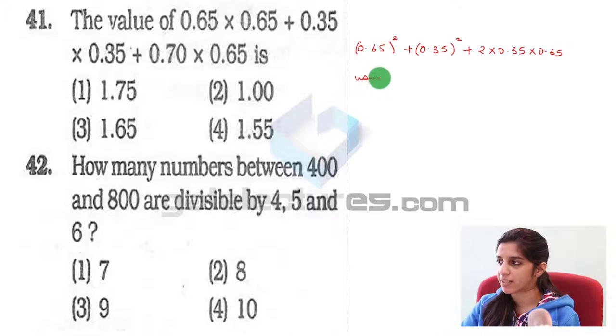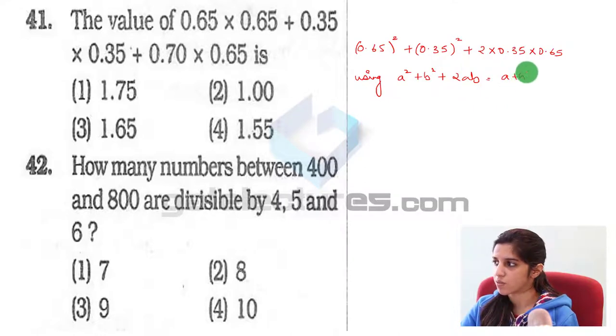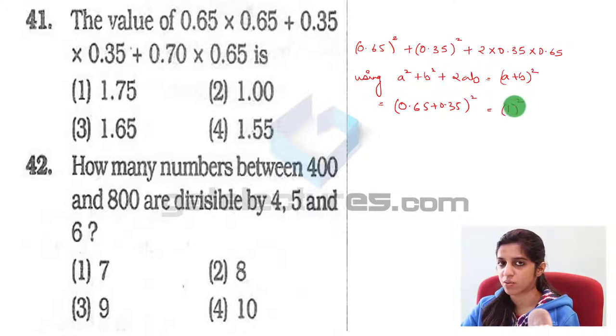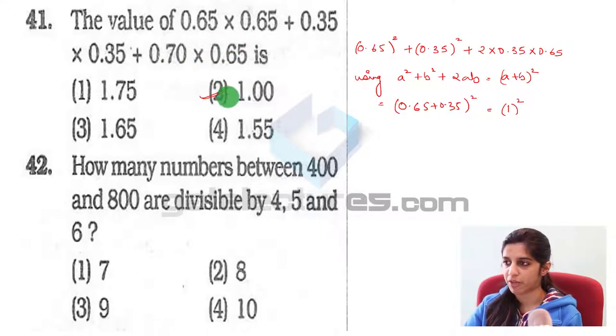Now using an identity, a square plus b square plus 2ab is equal to a plus b whole square. Using this identity, I can write this given equation as 0.65 plus 0.35 whole square, which is 1 square. Now square of 1 is 1 itself. So you do not need to solve this complex equation. Just use this mathematical identity, which gives this as 1 square.